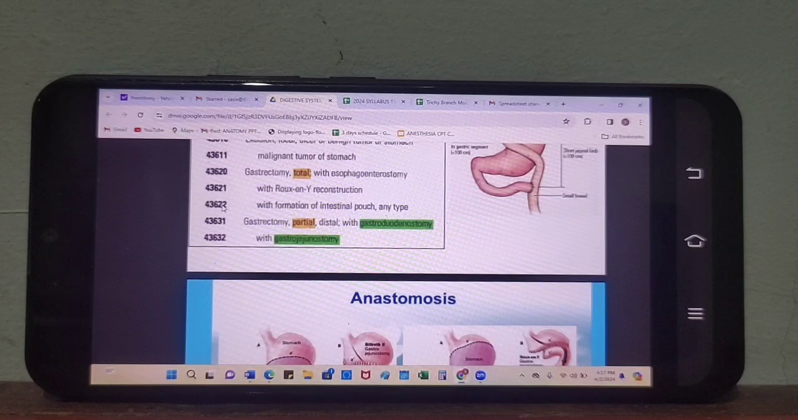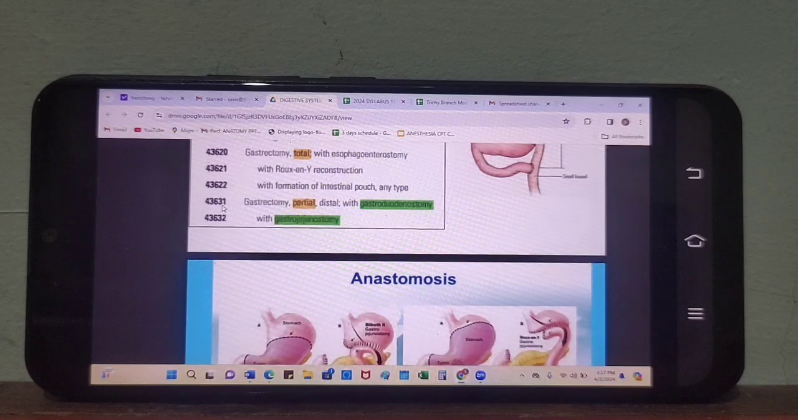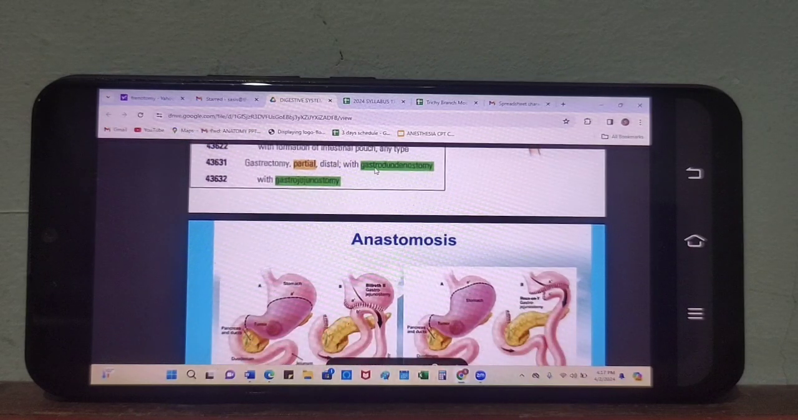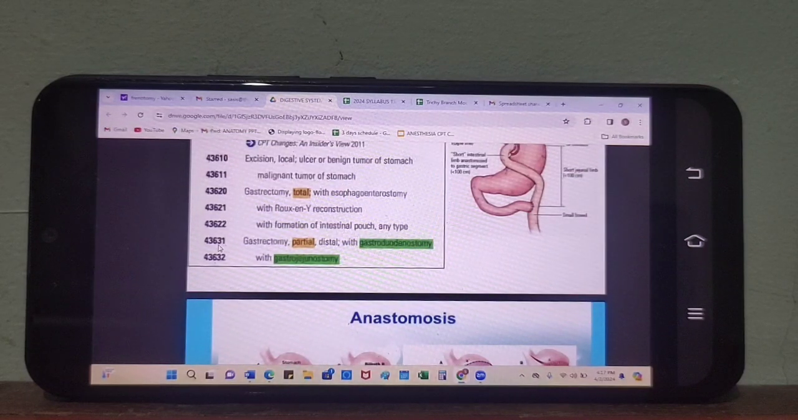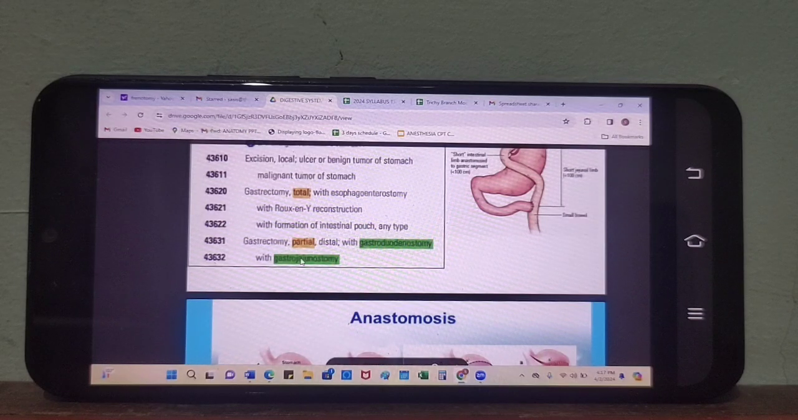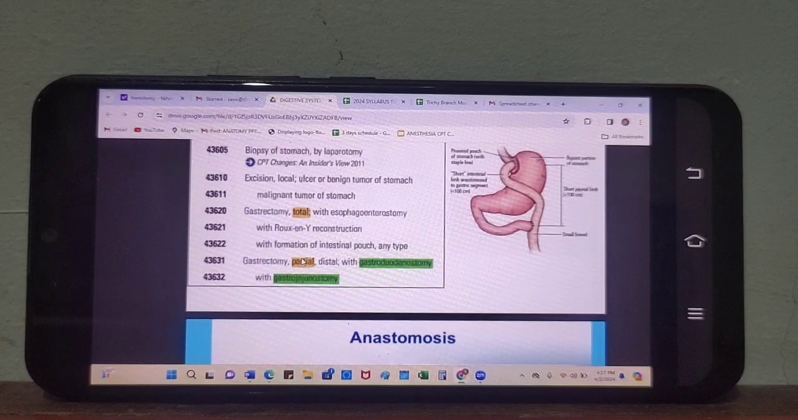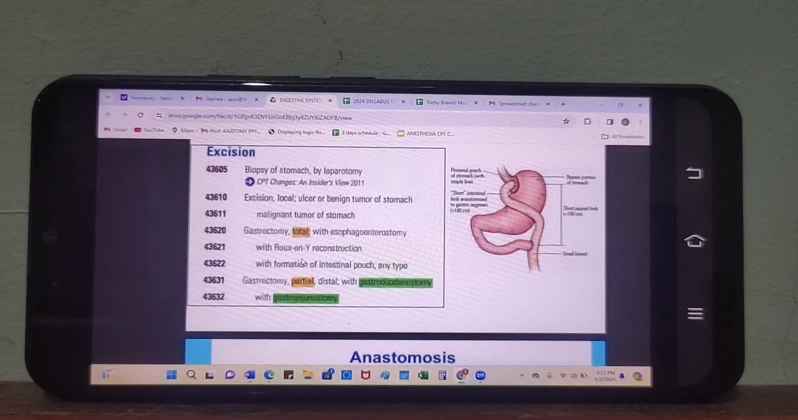Then 43631, gastrectomy partial. That means the stomach is partially removed and the remaining part of the stomach is connected with the duodenum. If the remaining part of the stomach is connected with the jejunum, go for 32. Clear? Did you understand the gastrectomy procedure? Because this is very, very important.